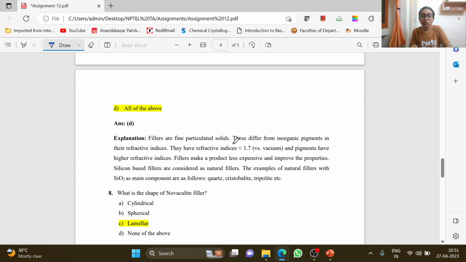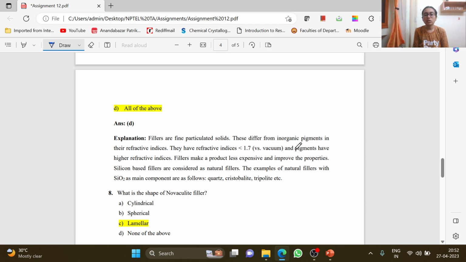Fillers are finely particulated solids. They differ from inorganic pigments in their refractive index. Fillers and pigments vary in particle size as well as in refractive index. A refractive index less than 1.7 versus vacuum is typical for fillers, whereas pigments have a refractive index of more than 1.7. Fillers make a product less expensive and improve its properties.